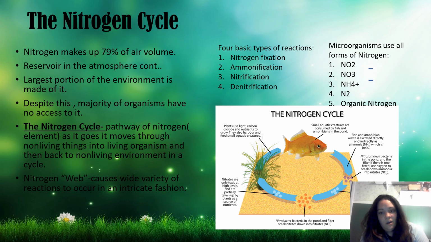So you can have a small aquatic creature such as a goldfish, and they're going to consume things in the pond or even in your fish tank, and then their waste is going to be excreted out. Fish can have ammonia in their urine, which is going to break down into nitrites when it's filtered, and then those are broken down even further into nitrates. It's also important to note nitrates are only toxic at high levels, and they're partially taken up by plants as a source of nutrients.